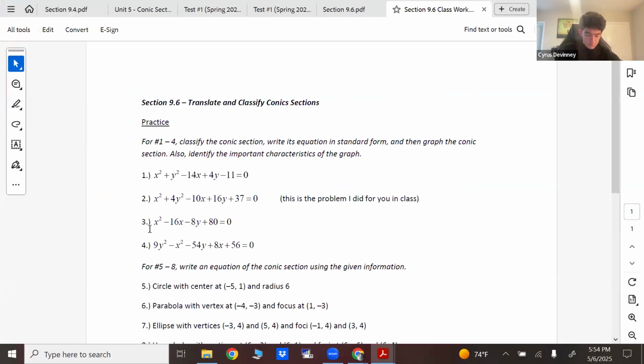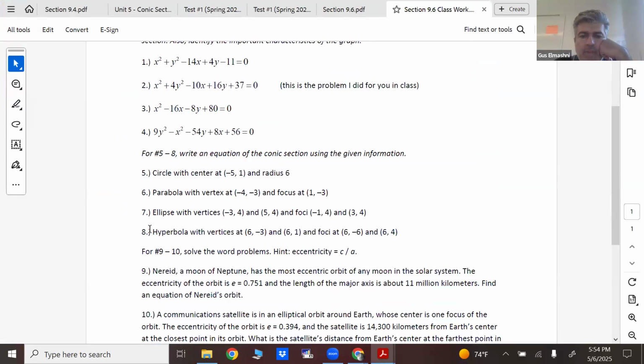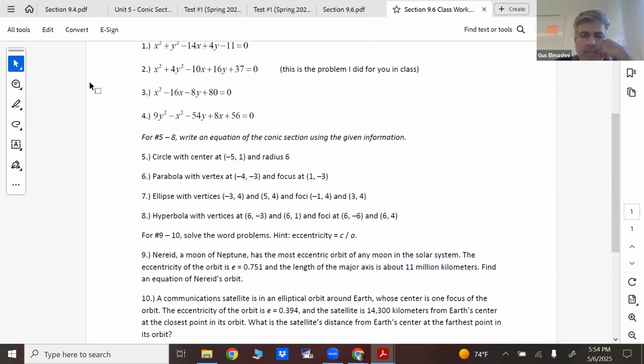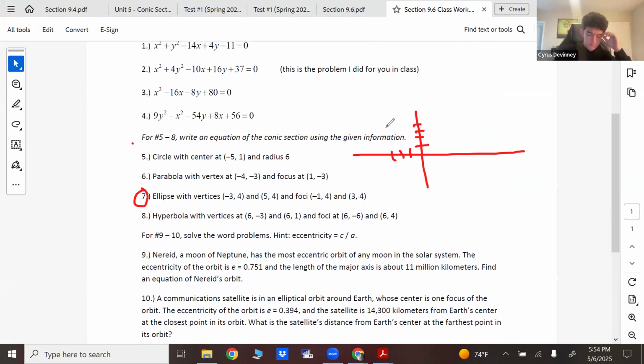Okay. Sweet. So let's take a look at number 7. So the ellipse is at negative 3, 4, and 5, 4. So now the center is going to be obviously not at 0, 0 anymore. Negative 3, 4 is right here. 5, 4.